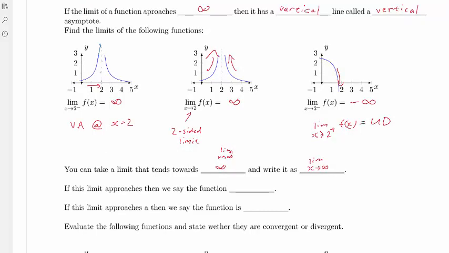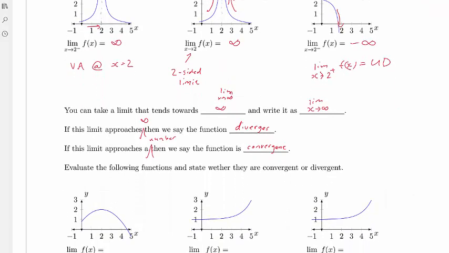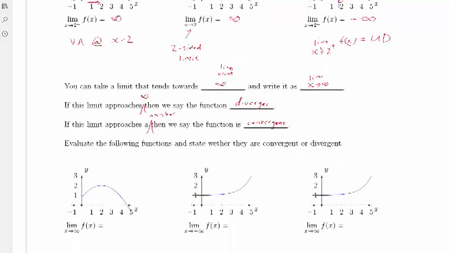All right, and so if this limit approaches infinity, then we say the function diverges. And if this limit approaches a number, then we say the function is convergent. That is, it's approaching a value. Diverges means it just shoots up wildly towards infinity or down towards negative infinity. All right, so let's evaluate the following functions and state whether they are convergent or divergent.